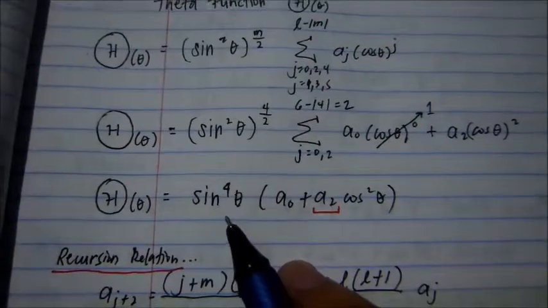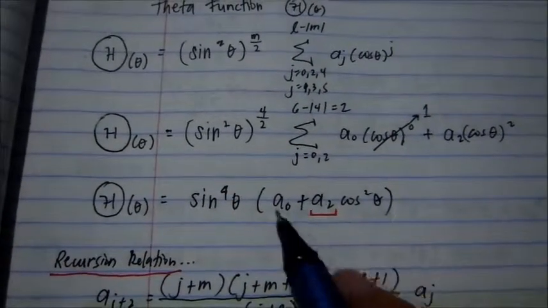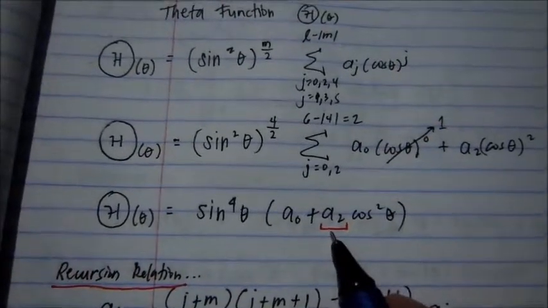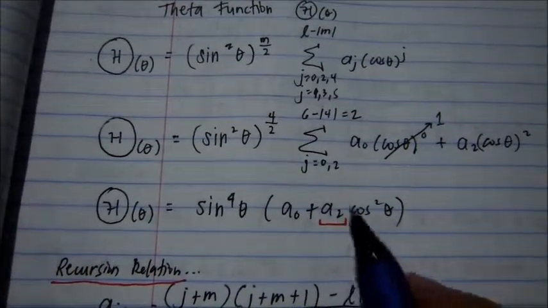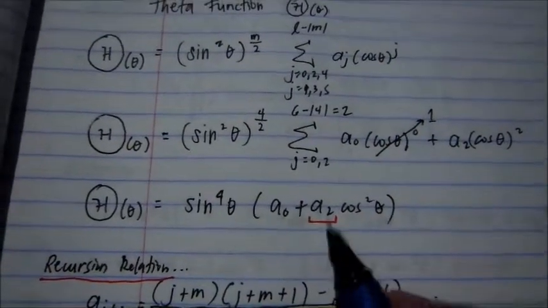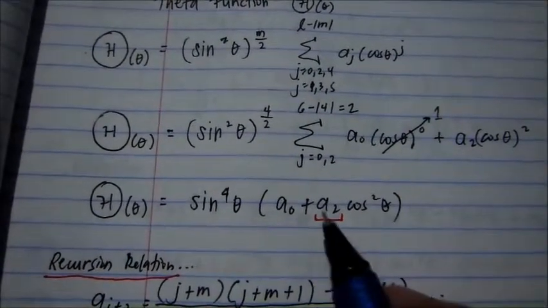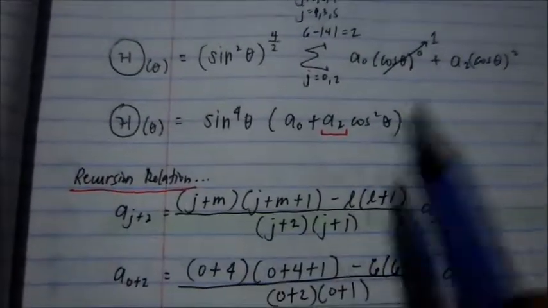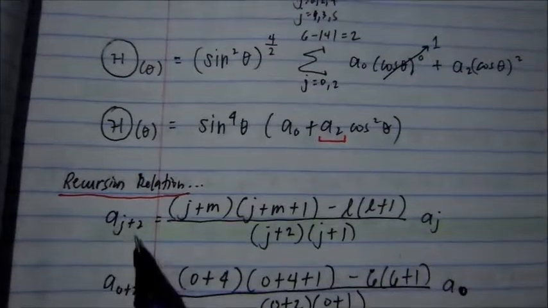Now we will notice that we have two different variables here. So we have to write this a sub 2 in terms of a sub 0, so that when we normalize, we will not be facing too much trouble. So this is the recursion relation for that.